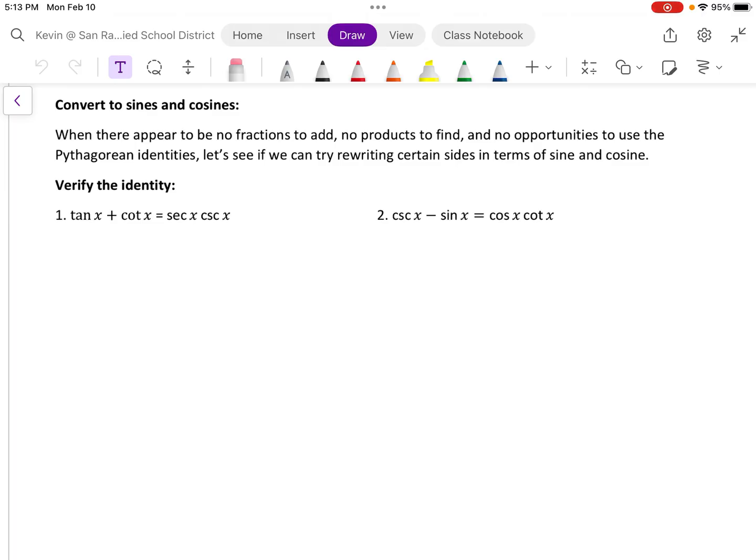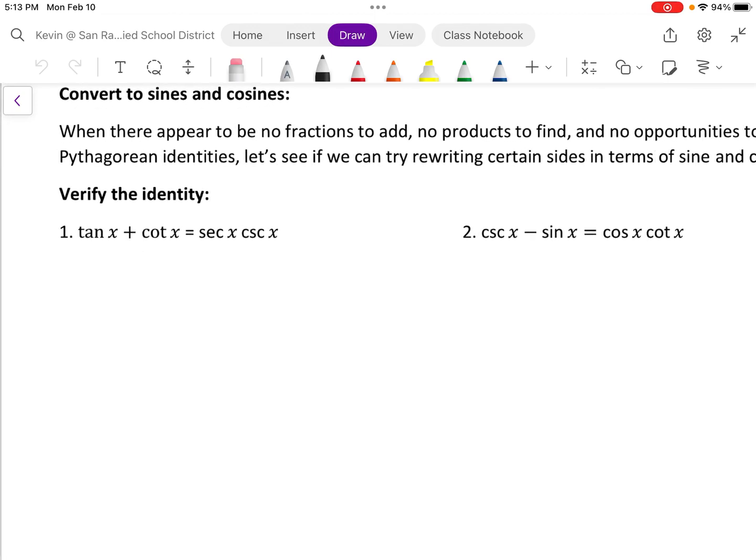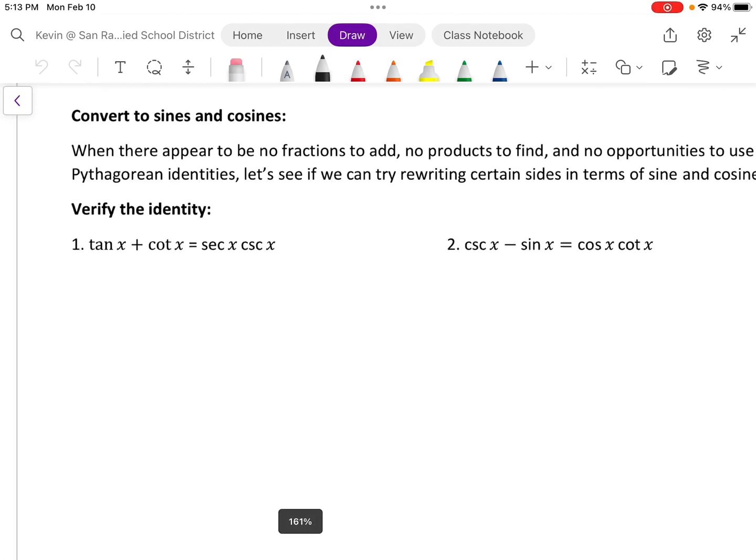So definitely we see this if everything is in terms of tangent, cotangent, cosecant, whatever. In this one, we can do either one. You could pick either side, and it's probably just as easy. In fact, I think maybe doing the right side might be easier, but we're going to do the left side. So we're going to change everything. Tangent is going to be sine x over cosine x plus cotangent, which is cosine x over sine x. Okay, that equals secant x cosecant x.